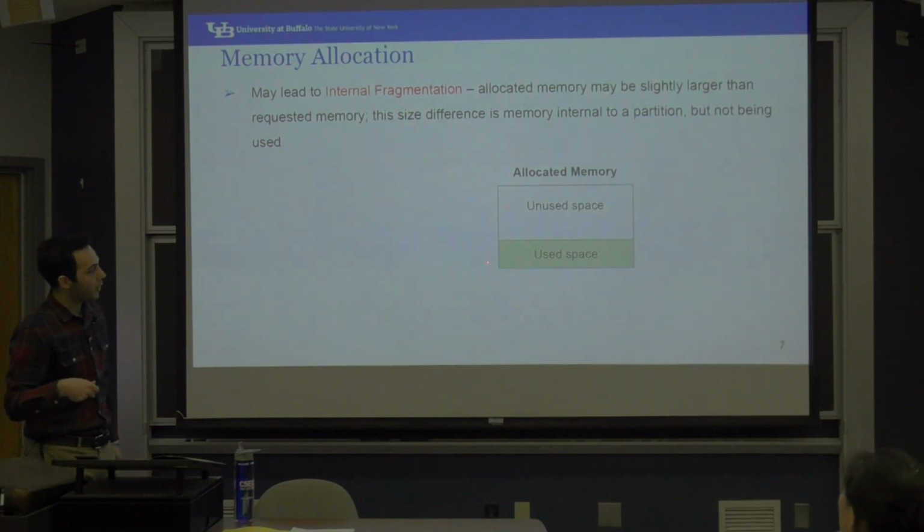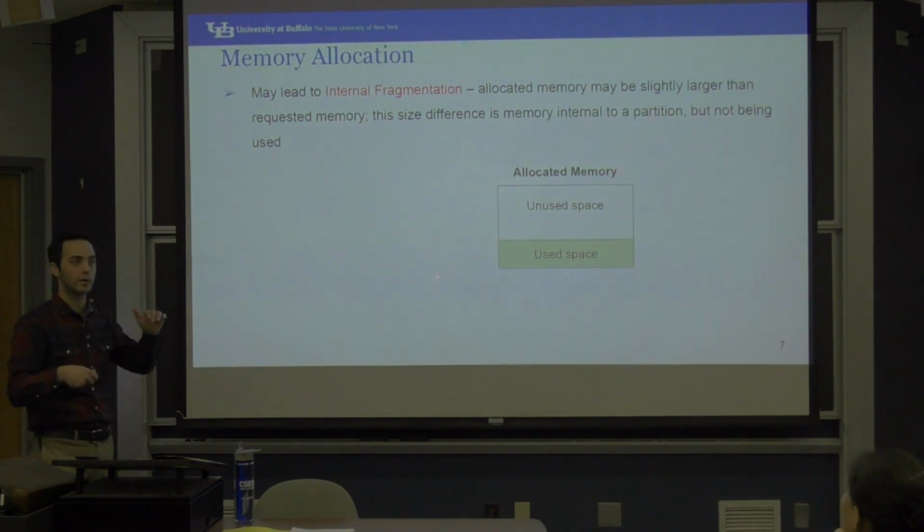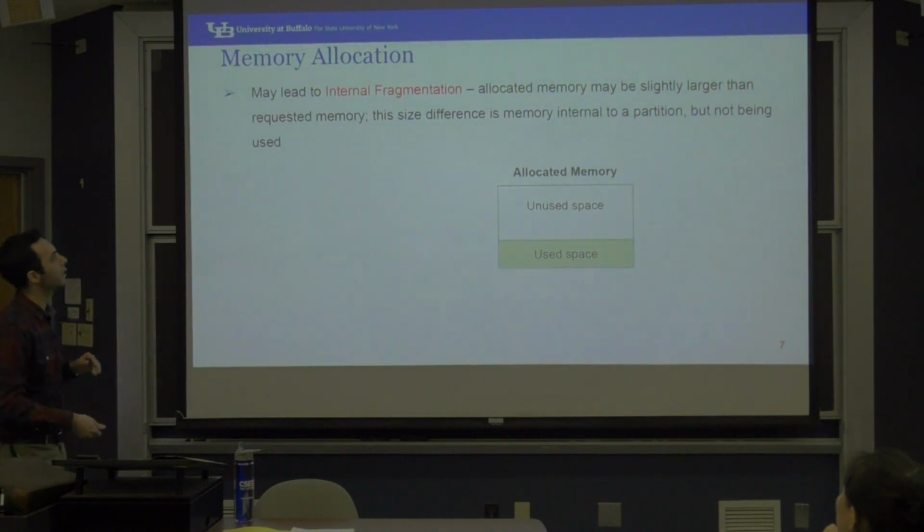So this is the example. This is the allocated memory to a process, not the whole memory. But then the process may use just a little bit of it, and the rest of it, because again it is allocated to the one process, is not going to be used by anyone. So this is called internal fragmentation, right?